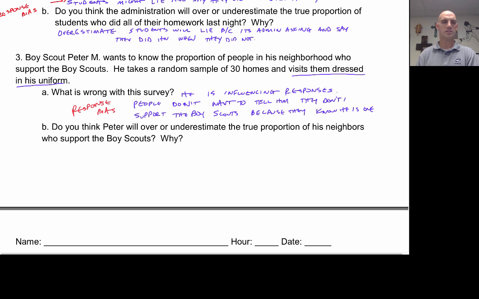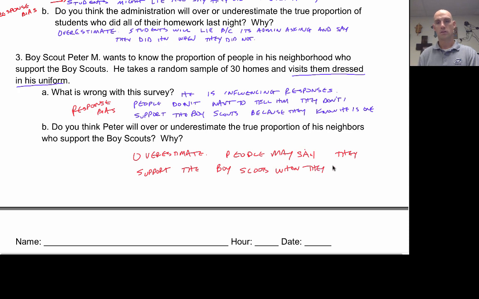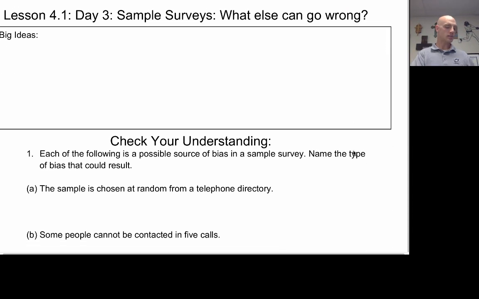Okay, do you think Peter will overestimate or underestimate? Probably over. Right, because people may say they support the Boy Scouts when they do not. Okay, so you have to have that context here to say they might say they support the Boy Scouts when they do not. That's causing the overestimate.